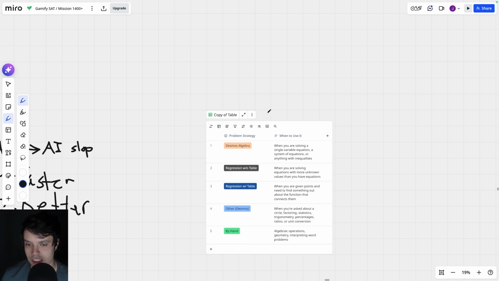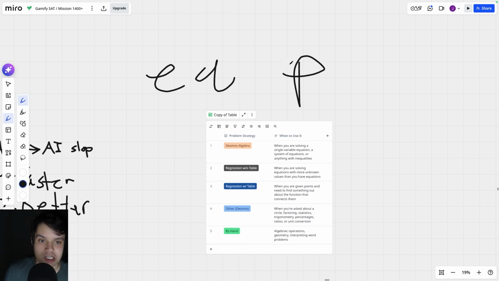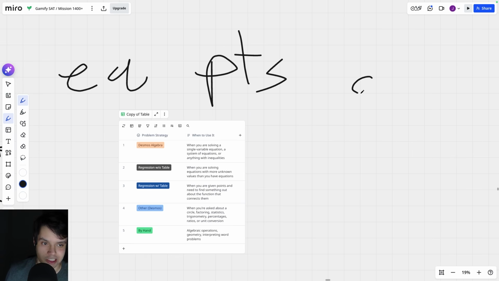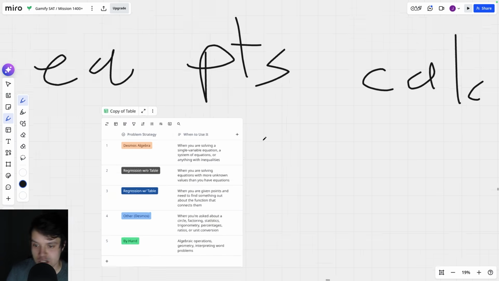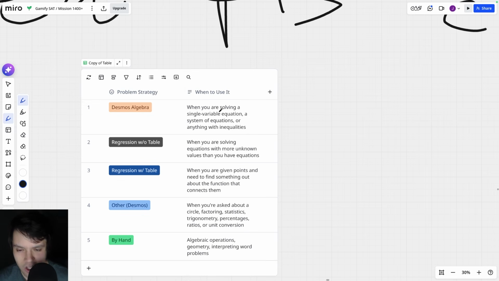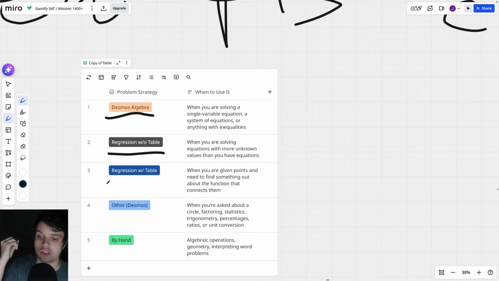Like I said earlier, you need to use Desmos whenever you see anything with equations, whenever you see something with points, and anytime you see something with a calculation. Those are the top 3 times. But more specifically, if there's anything that involves a single variable equation, a system of equations, or anything with inequalities, that's when you do Desmos algebra, aka the stuff I did at the beginning of this video before I got into the whole regression thing. If you see anything where there are more unknowns than equations, that's when you use regression without a table, as I've already said. If you see anything with points given, that is when you use regression with a table.